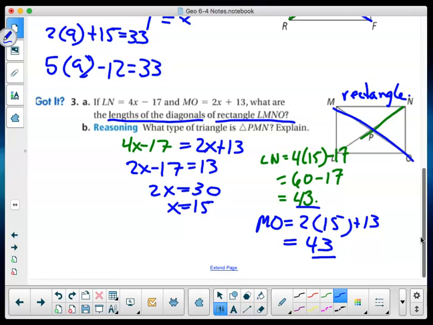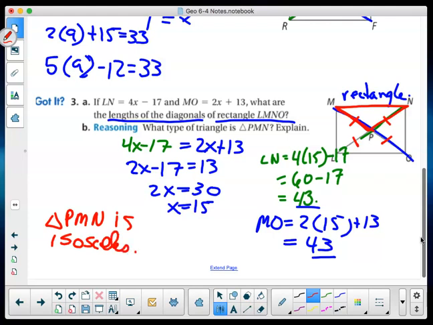Now, reasoning: what type of triangle is triangle PMN? This is kind of an extra little deal. I've got triangle PMN, and these sides are all the same, so PMN has to be an isosceles triangle. Okay, now I don't know anything else about that triangle. I don't know anything about what the angle is yet. We will be able to figure that out eventually, but not now.